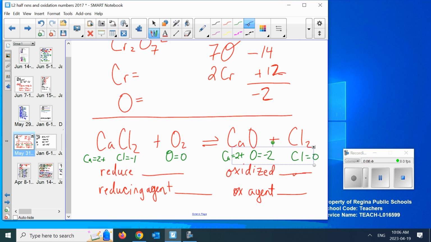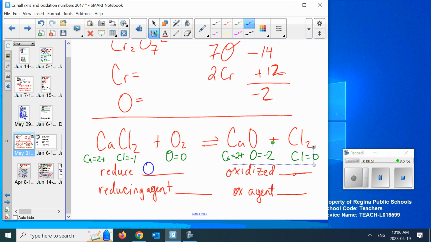Chlorine goes from -1 up to 0. You're wrong, because it goes up. Yeah, like the temperature: -1 up to 0. So it's oxygen. It goes from 0 down to -2. I just agreed with you.